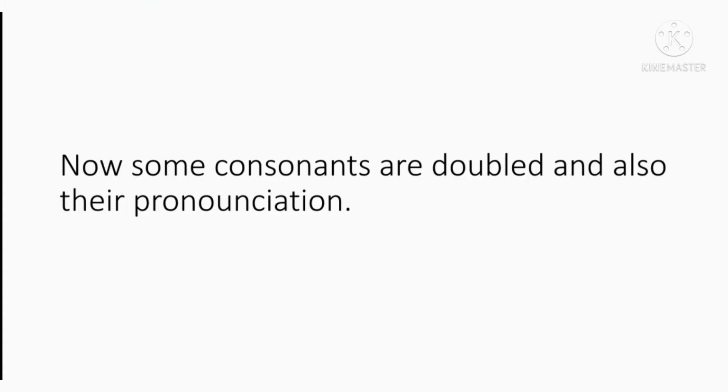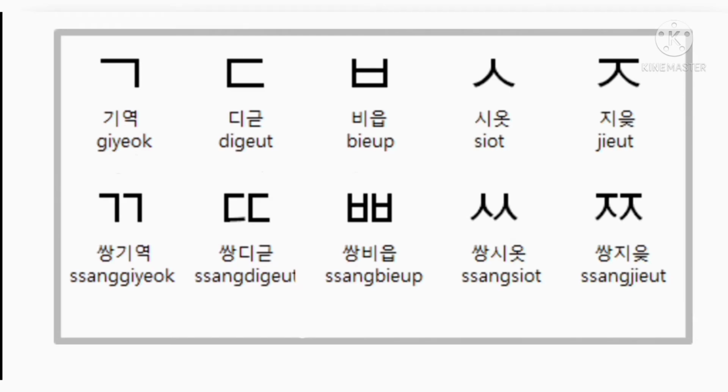Now listen to this very carefully. Some consonants are doubled and so is their pronunciation. These consonants are sometimes doubled and used in some words. So we take the first consonant, which is Giyeok. G becomes Ssanggiyeok. You can see this double G and double S.